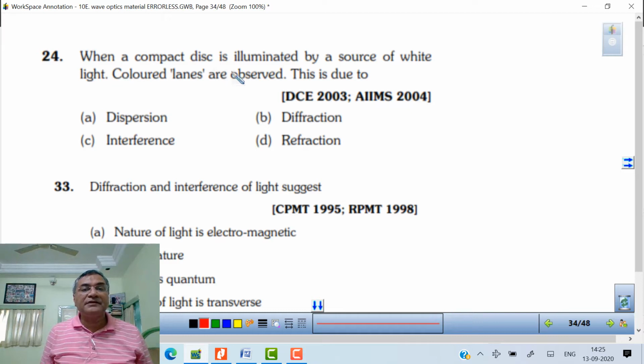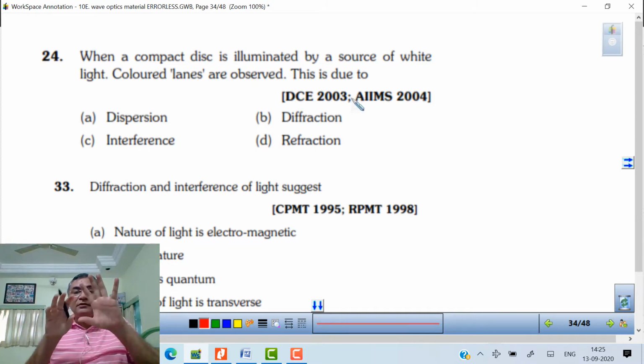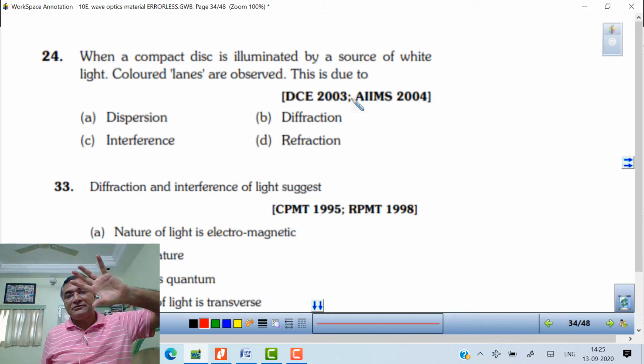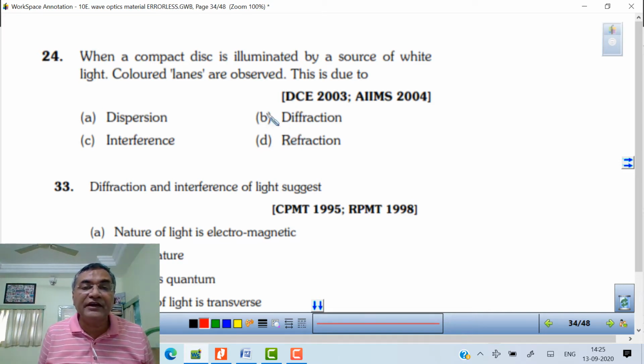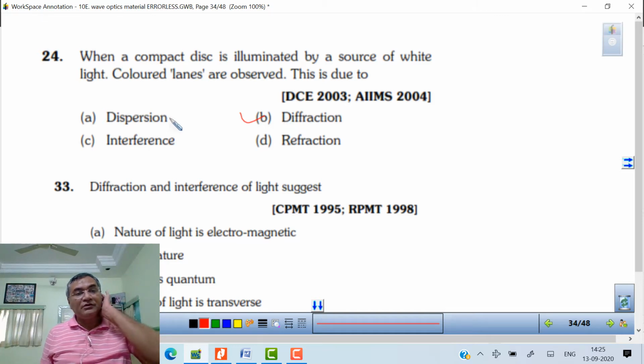When a compact disk is illuminated by a source of white light, colors are observed. This is due to, you must have seen the CD. The compact disk, when you see it, looks colored. So this is because of the diffraction. Not dispersion, not interference, but it is because of the diffraction.